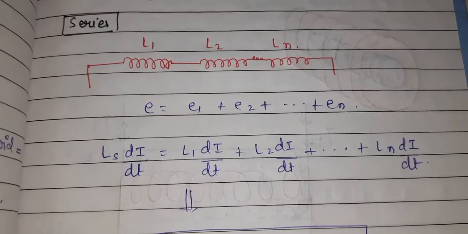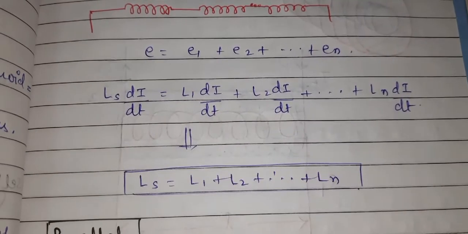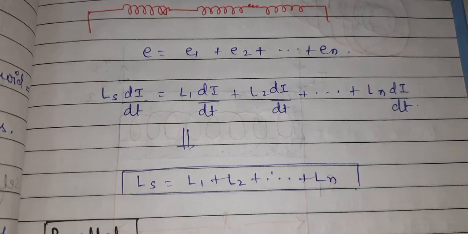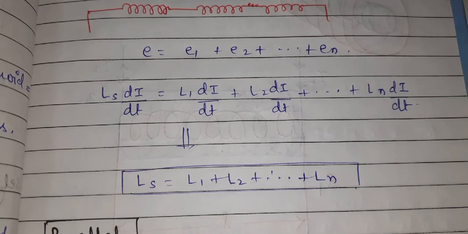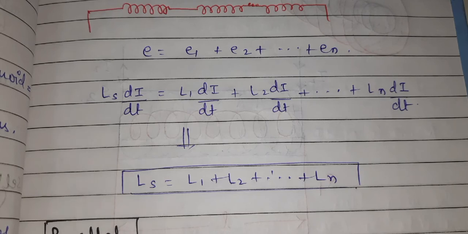After combining all the formulas, we get Ls is equal to L1 plus L2 and so on till whatever the last inductor is. Here I have taken di by dt, the rate of change of current with respect to time, as constant. Why have we taken this constant? Because we all know that in the series circuit the current remains the same, and in the parallel circuit the voltage remains the same. So that is why we are taking di by dt as constant.